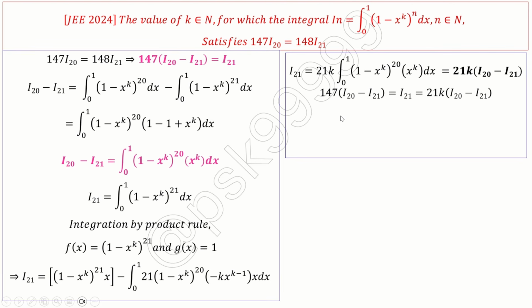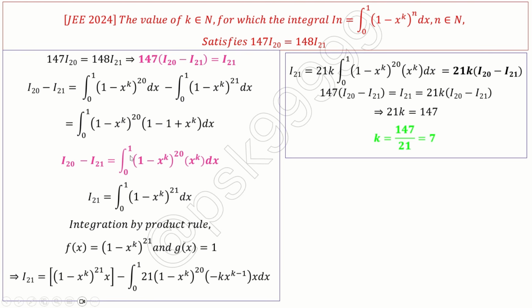Now if I combine all these derivations, 147 into (I20 minus I21) equals I21, that is nothing but 21k times (I20 minus I21). So these two get cancelled on both sides. I am left with 147 equal to 21k. That is k equals 147 by 21, which is 7. That's the answer. Here we didn't use the beta function as such. We solved the problem without the beta function, but this is complicated. So you should remember that there is a formula for this one. This is the beta function basically.